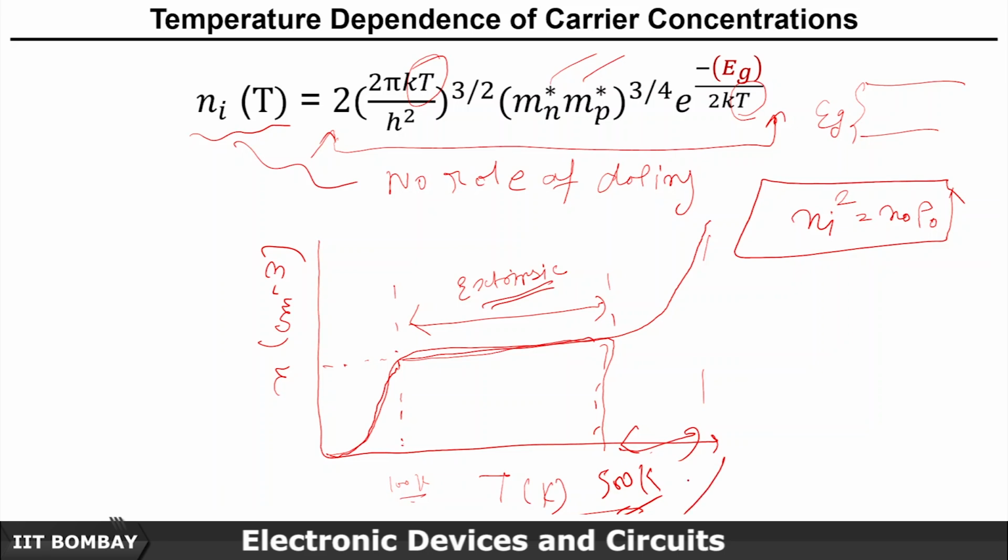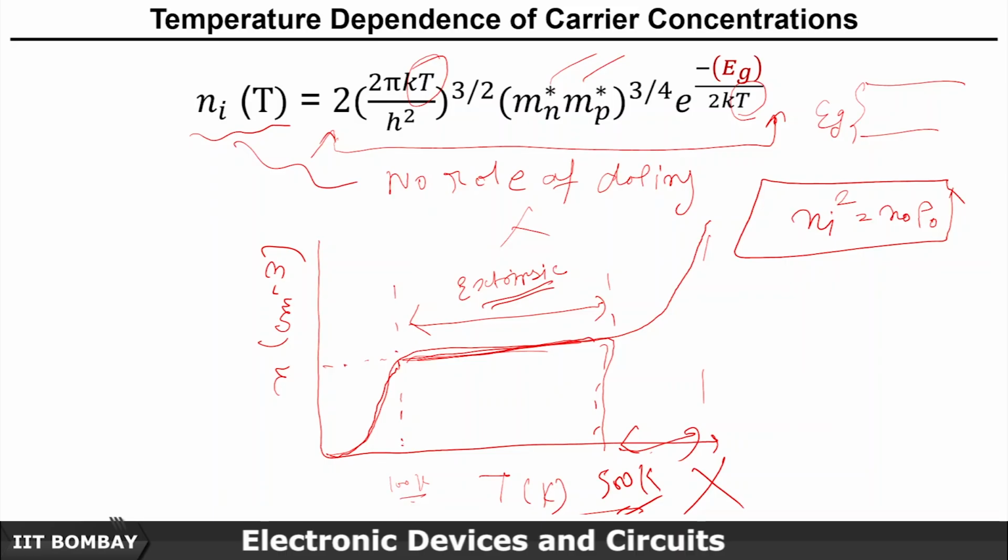But of course we are not going to deal in that temperature range. We will be working in this temperature range, which is known as the extrinsic region, where it needs some energy, the electrons go there, and Ni remains stable over that range of temperature.